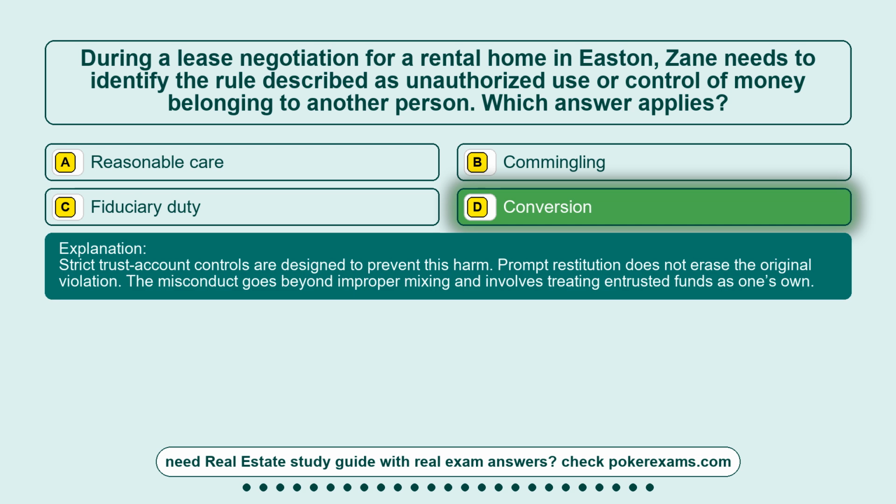Strict trust account controls are designed to prevent this harm. Prompt restitution does not erase the original violation. The misconduct goes beyond improper mixing and involves treating entrusted funds as one's own.